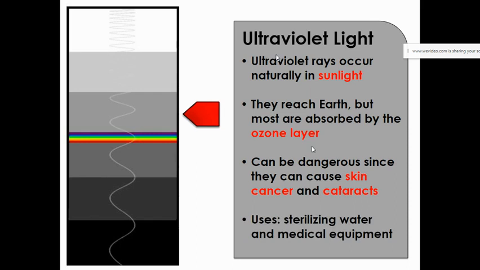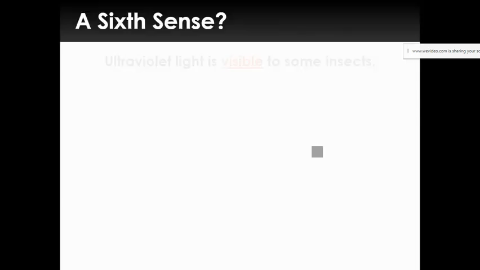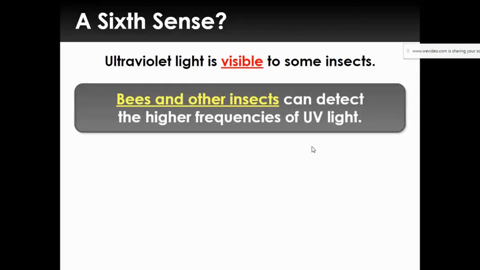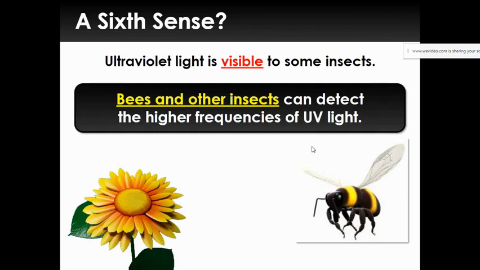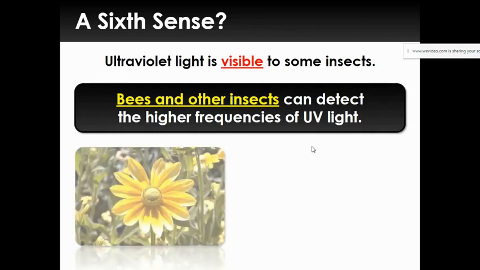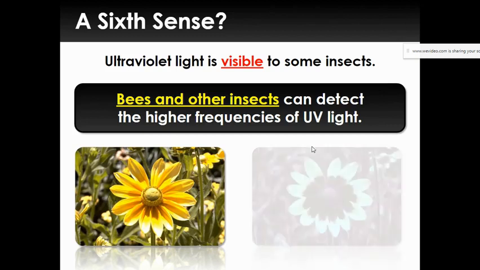We use ultraviolet light for sterilizing water and medical equipment. In fact, the goggles in this room use ultraviolet light to sterilize them between uses. It is visible to some insects. Bees and other insects can detect the higher frequencies of ultraviolet light.